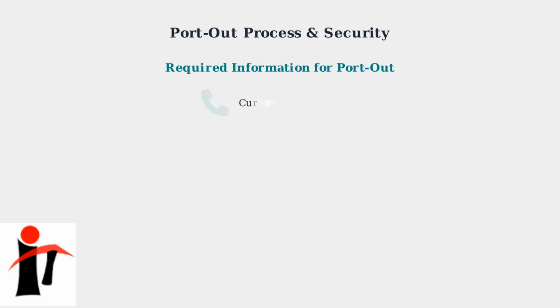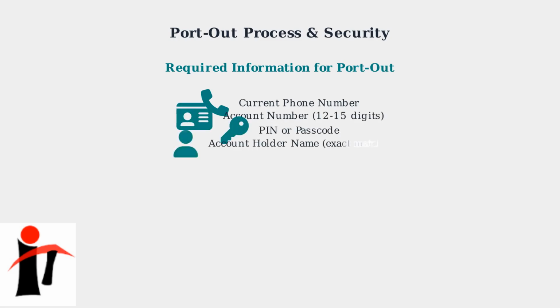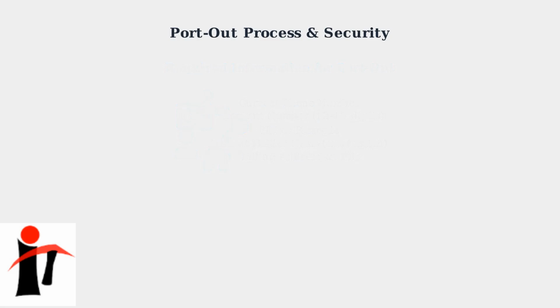Your new carrier will need 5 key pieces of information to complete the port. First, your current phone number. Second, your Simple Mobile account number, which is typically 12 to 15 digits long. Third, your PIN or passcode. Fourth, the account holder name must match exactly. And fifth, the billing address on file with Simple Mobile.